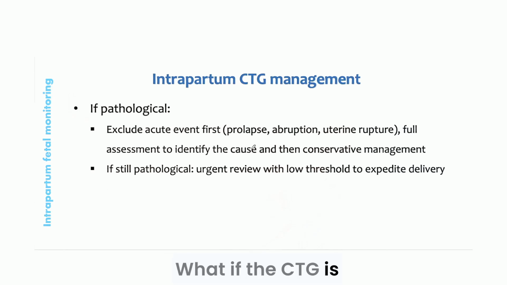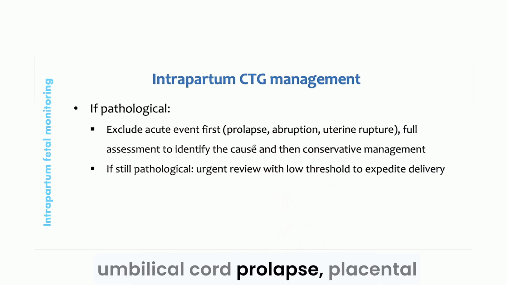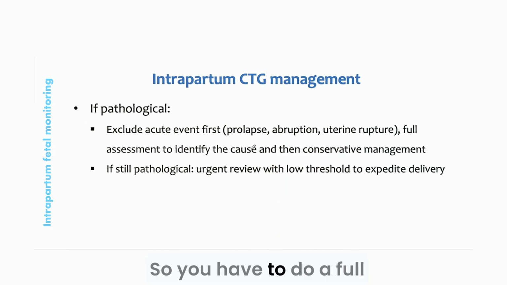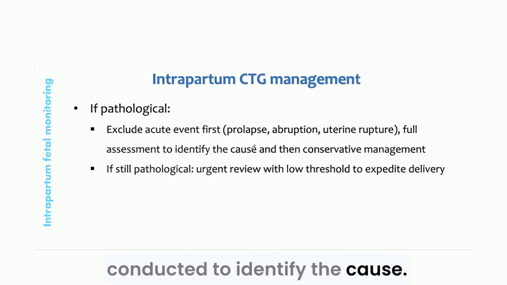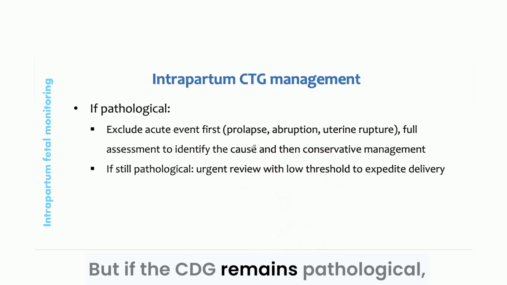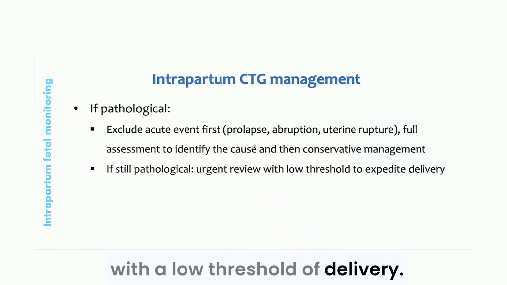What if the CTG is completely pathological? So first, you have to exclude any acute events such as umbilical cord prolapse, placental abruption, or uterine rupture. So you have to do a full assessment to identify the cause, and then you may try some conservative management to see if that would help. But if the CTG remains pathological, an urgent review is necessary with a low threshold of delivery.